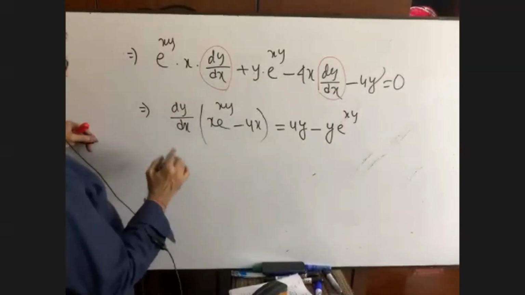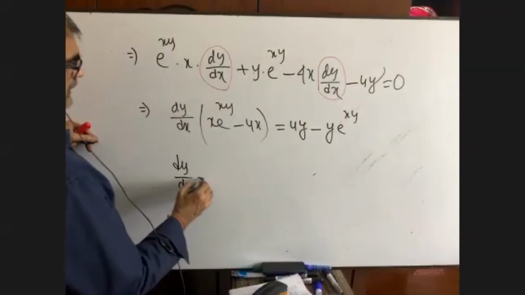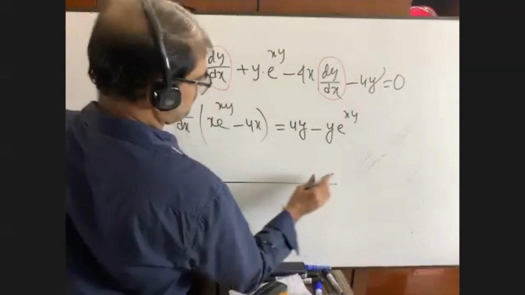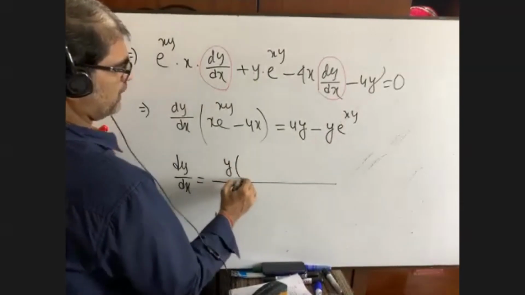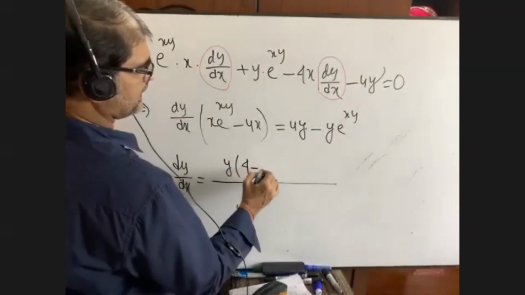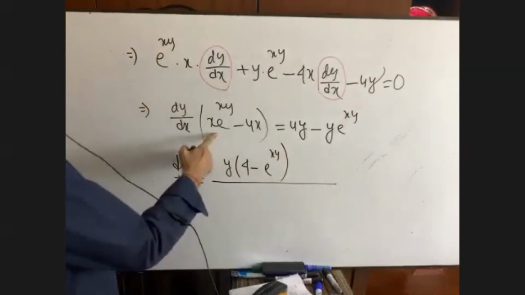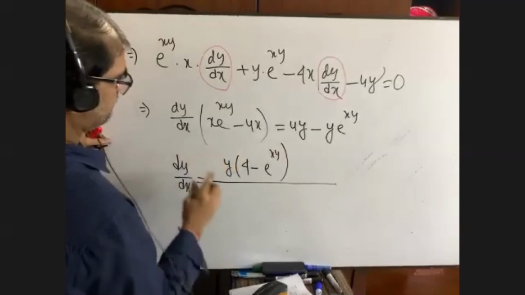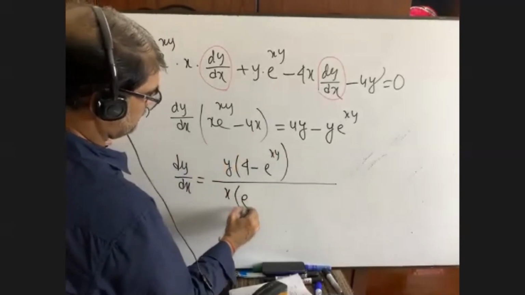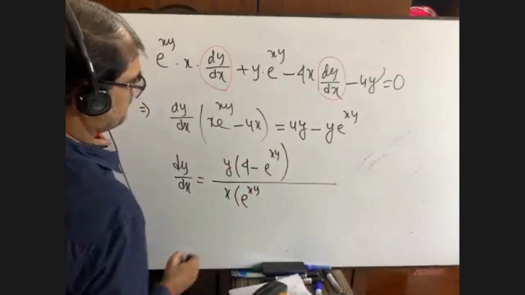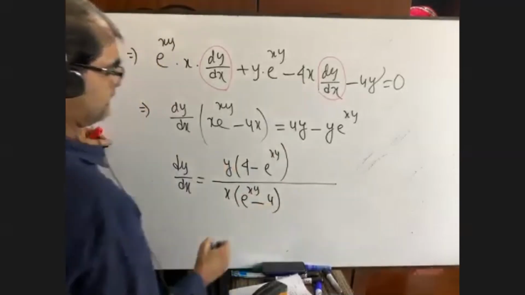Okay, that is dy by dx is equal to, from here we can take y common, y into 4 minus e to the power xy, then here x can be taken common, x into e to the power xy minus 4. Am I right?